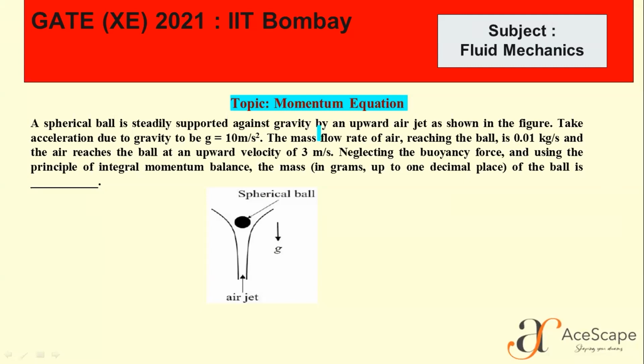Okay, let us read the question. A spherical ball is steadily supported against gravity by an upward air jet as shown in the figure. Take the acceleration due to gravity, g, as given. The mass flow rate of air is given.